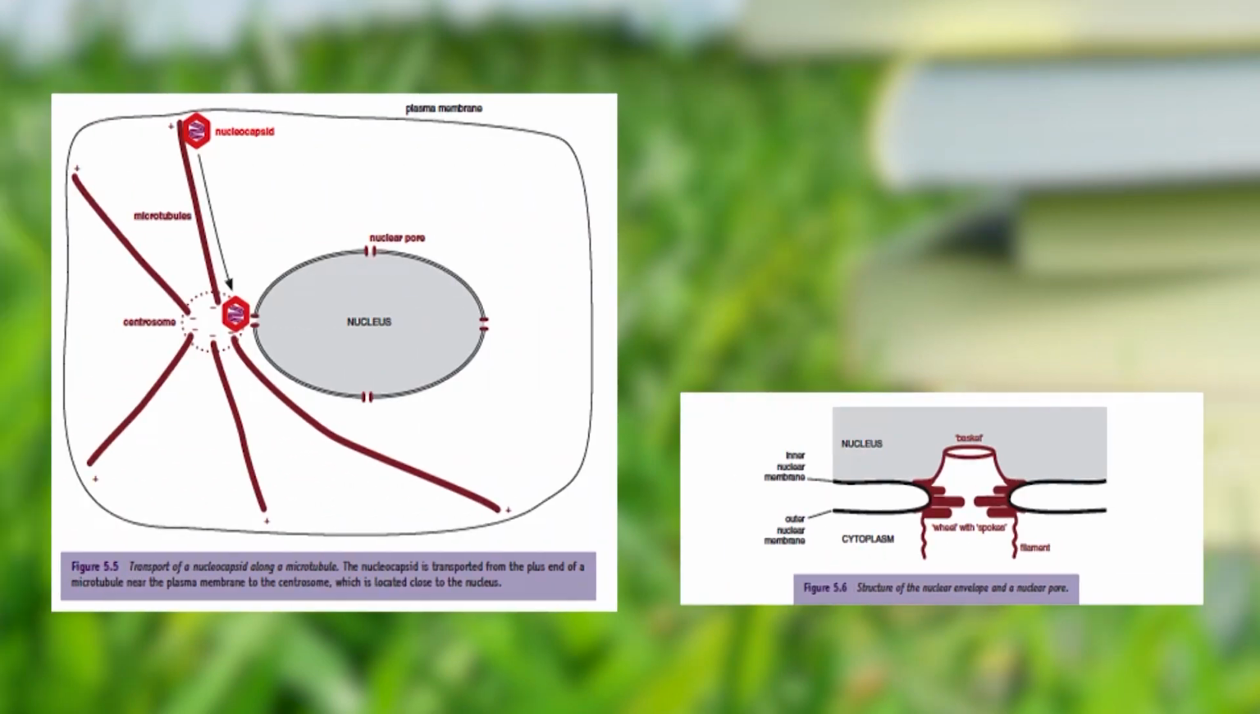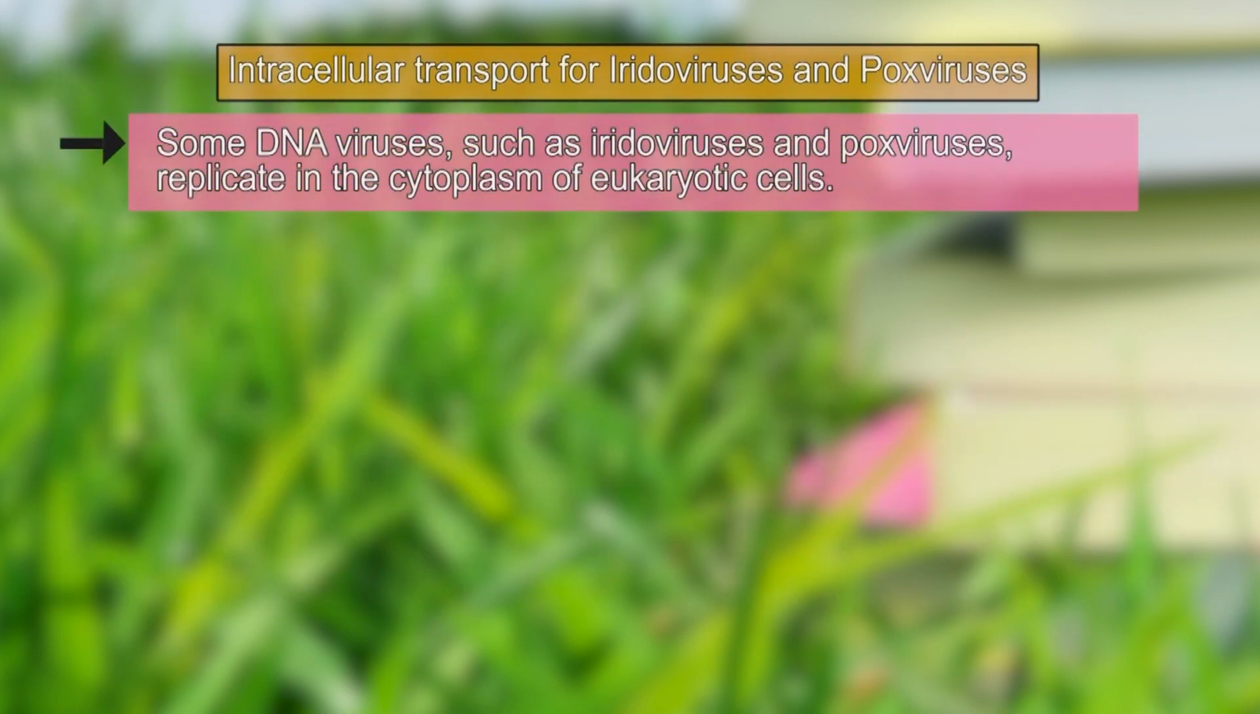So this is the picture which describes how the virion gets attached to the host microtubules and gets transferred to the location near the nucleus, that is the centrosome, so that it can make an entry through the nuclear pore inside the nucleus. Some DNA viruses like iridoviruses and pox viruses, however, replicate their genome in the cytoplasm.